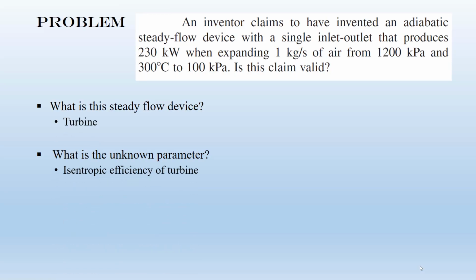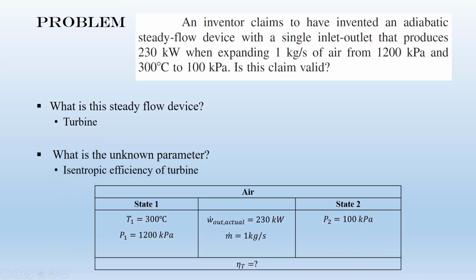Okay, so here is the table. I just completed the table. You have the temperature and the pressure for the inlet. We have the W dot out actual. This is the W dot actual, and this is not the lowercase, this is the total W. We have the m dot, we have the P2, and the isentropic efficiency of this turbine is not known. You need to calculate the isentropic efficiency of this turbine.